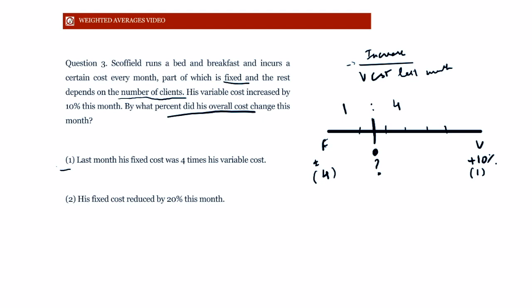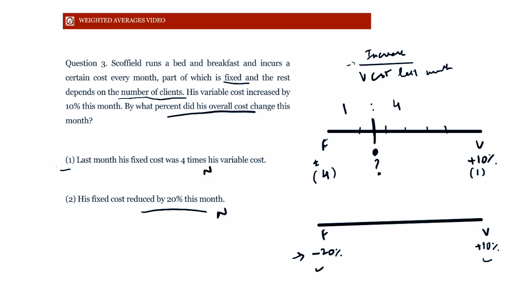All right. Now let's ignore statement one and look just at statement two. So now let's say again, I have my fixed cost here and I have my variable cost. This I know is plus 10%. And his fixed cost reduced by 20% this month. So I'm given that this went down by 20%. So the average will lie between minus 20% and plus 10%, somewhere there. But where? I don't have the weights for the fixed and the variable costs, right? I need to know how they were related last month because these increases are calculated on the values of last month. But I'm not given that data. So then this statement alone is also not sufficient. Both these statements alone are not sufficient.